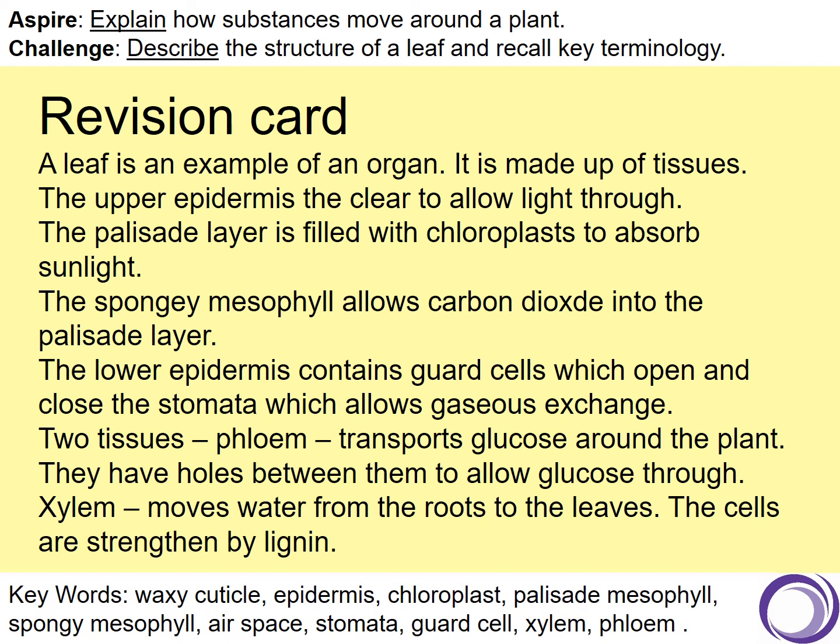The plant has two other tissues that you need to know about. The phloem, which transports glucose around the plant. They have little holes in them to allow the glucose through. And the xylem, which allows water to move from the roots to the leaves. There's a little bit in there that I haven't talked about, and they are strengthened by something called lignin. So if you are still writing this down, that's fine, because I run through them very quickly, and I expect you writing them down. You can either pause the video, or I'll give you another 2 minutes in order to write those bits down.